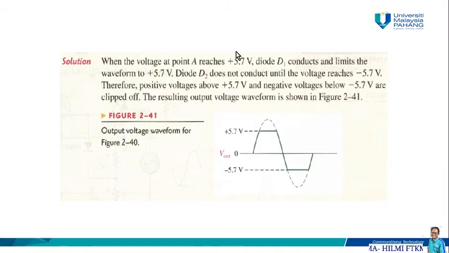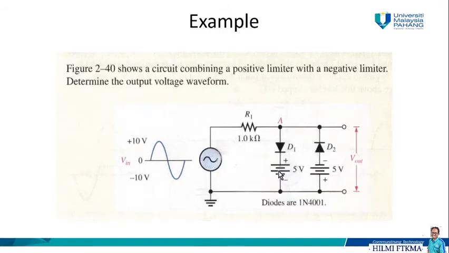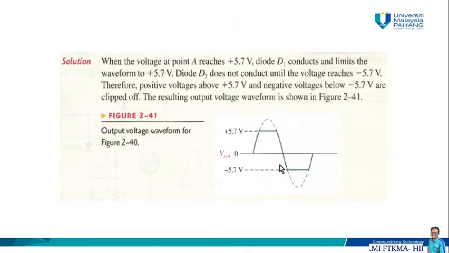So how did we get 5.7? Easily, 5 volt of the V bias plus the offset voltage of the diode, 0.7 volt. So we are going to get positive 5.7 and negative 5.7.